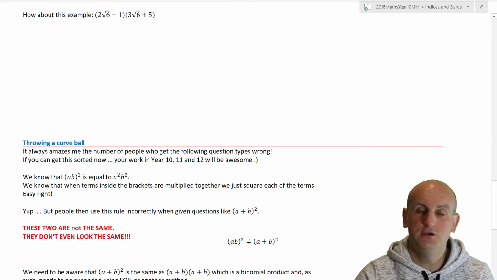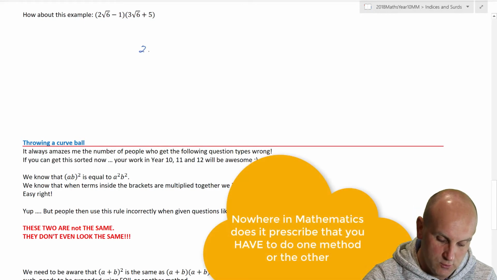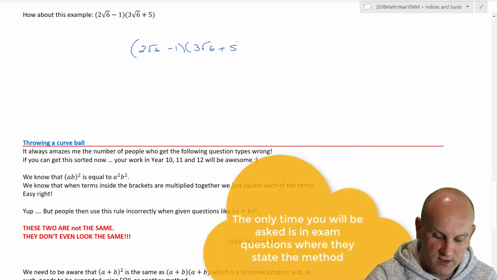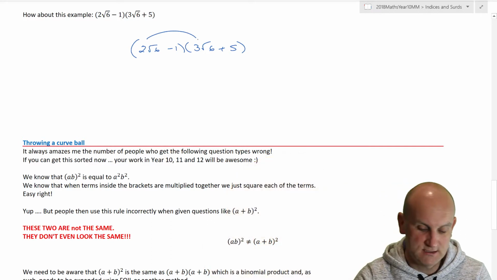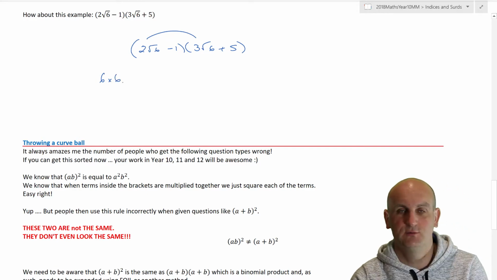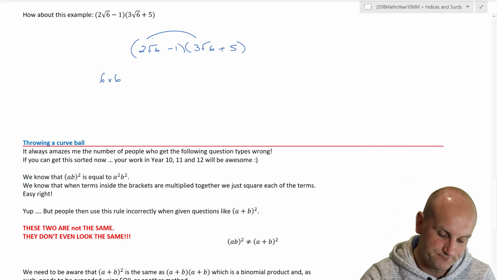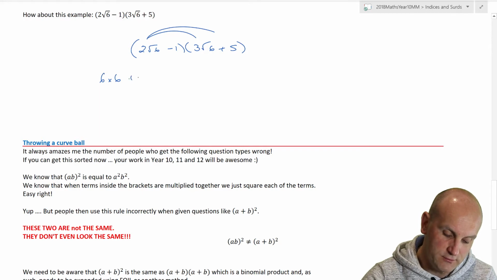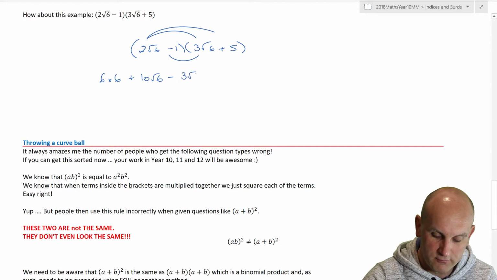What about this example? Same thing, really. I'm just going to do it now with FOIL. If you want to use the other method, that's fine. But I'm going to start using FOIL. Right, so 2 root 6 minus 1 times 3 root 6 plus 5. Rewriting the question. So first, in this situation, you have to multiply the numbers and then the surds. So 2 times 3 is 6. And root 6 times root 6 is also 6, because when you multiply a surd by itself, we just get the number underneath it. So that's the first. Outside, plus 5 times 2 root 6 is 10 root 6. Minus 1 times that gives me minus 3 root 6. And minus 1 times plus 5 is minus 5.